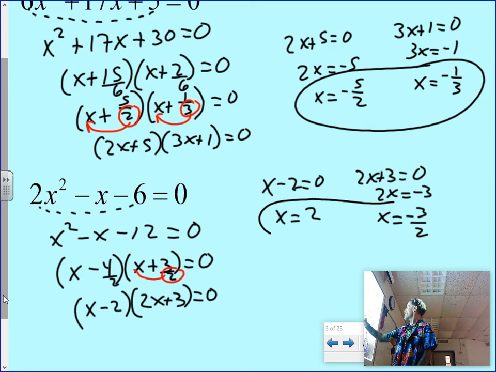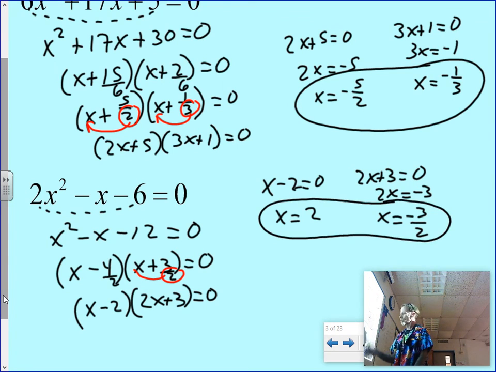So there is your brief review of factoring, both when a equals 1 and a is not equal to 1. Hope you found this useful. Go back and take a look at it. As we go through the year, factoring is going to come up here and there all year long, even in pre-cal and even next year in calculus for that matter.